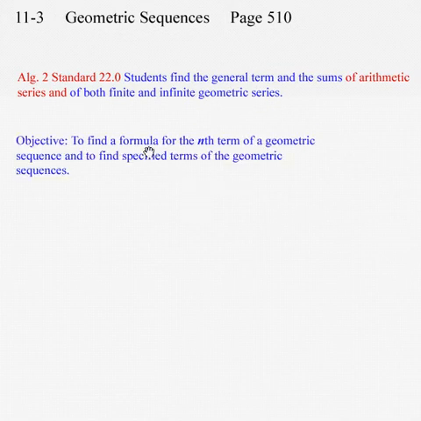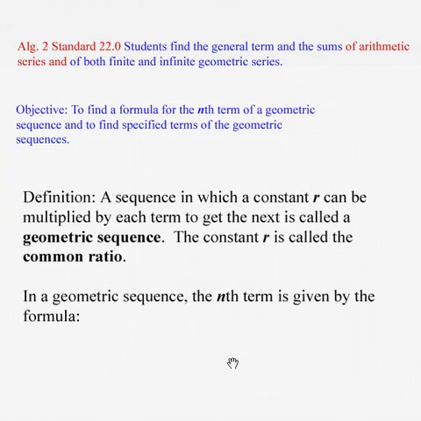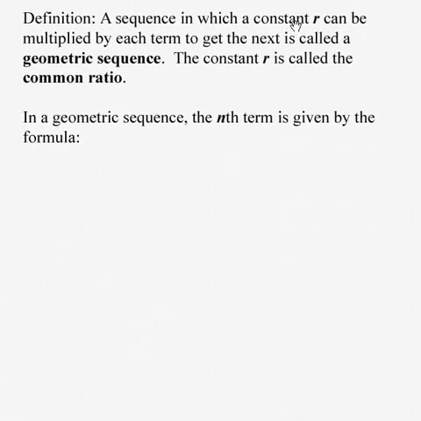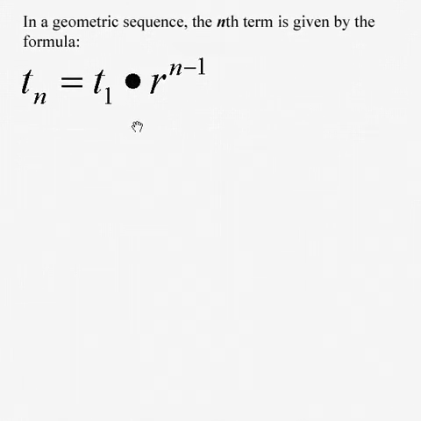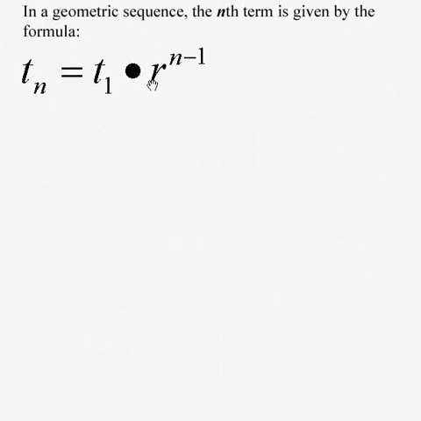Our objectives then are to find the formula for the nth term of a geometric sequence and to find specified terms of those geometric sequences. Definition again to remind you: a sequence where there is a constant called r, we call it the constant ratio, that can be multiplied by each term to get the next term is called a geometric sequence. Remember that constant r is called the common ratio, and here's the formula. T sub n, the nth term of the sequence, is equal to t sub 1, the first term, times r, the common ratio, to the number of terms minus 1 power.